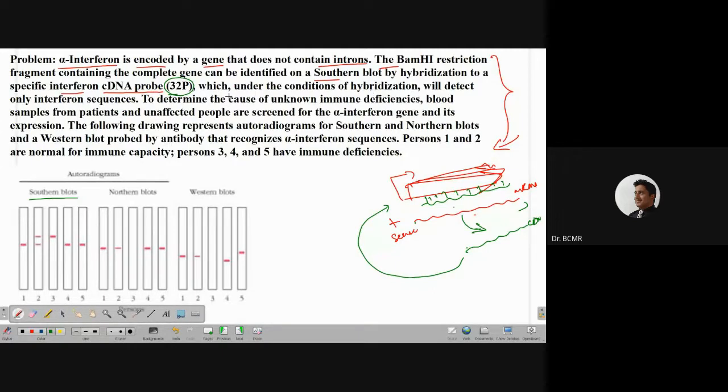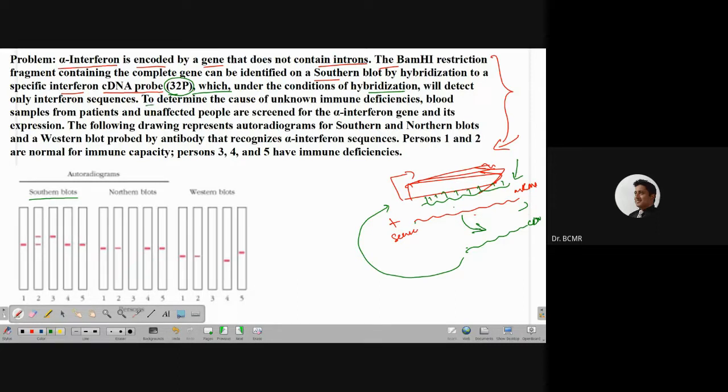Yes, hybridization using that probe under conditions of hybridization will detect only interferon sequences. They're saying so to ensure that there is no non-specific binding. This probe does not bind non-specifically to any other part of the DNA; it binds only specifically. That's the intended meaning of it.